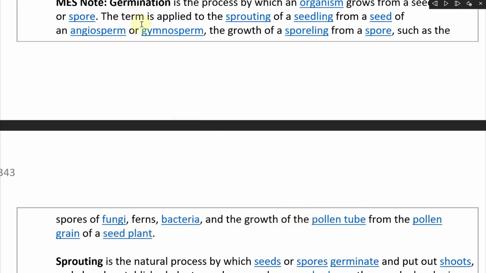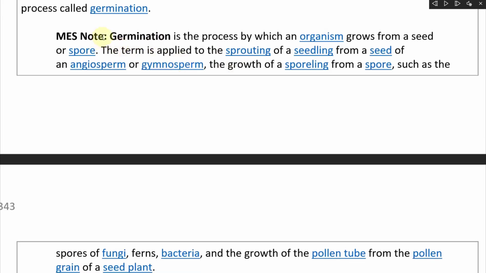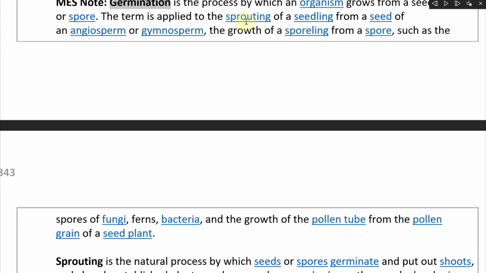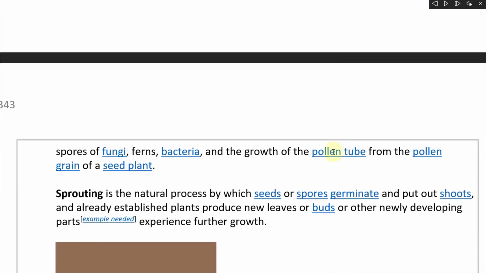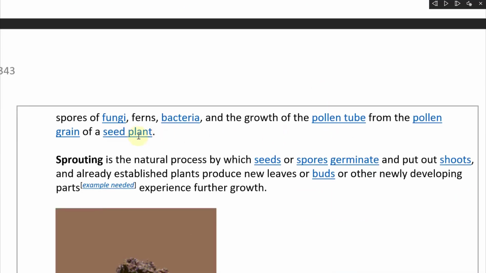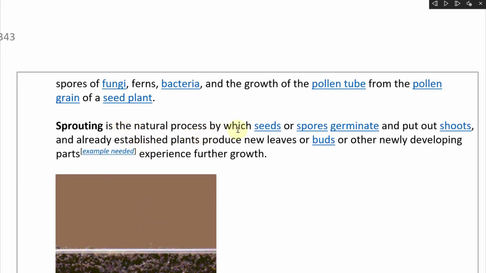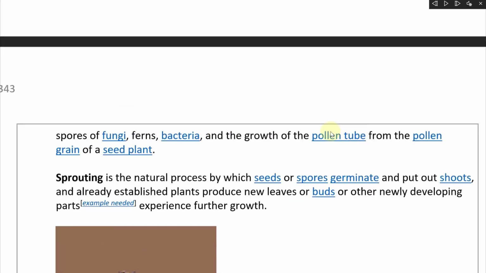So you can also call that germination. This is a process in which an organism grows from a seed or spore. You can apply that to the sprouting of a seedling, the growth of a sporeling, or the growth of the pollen tube from the pollen grain, which is interesting. So anyway, sprouting is a natural process by which seeds or spores germinate.